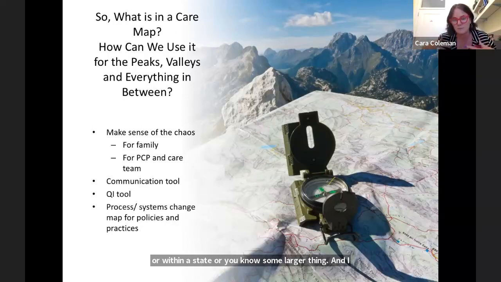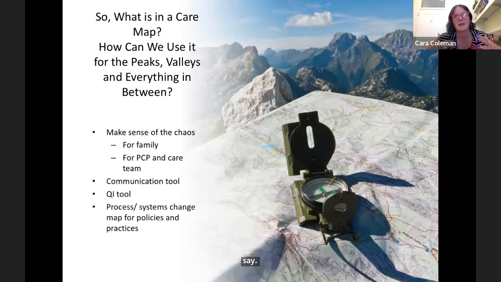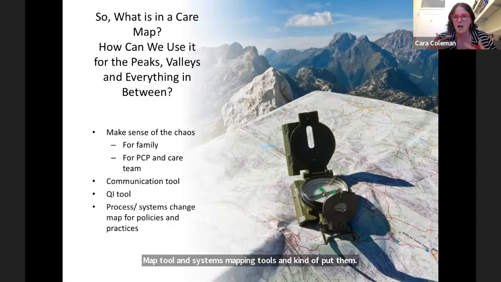I'm actually at a meeting today where we're doing just that. We're trying to think about how we can take a care map tool and systems mapping tools and put them together as a methodology to dive deeply and richly into the narratives of families and what is being told in a care map and so much else, and to use that at the systems level.